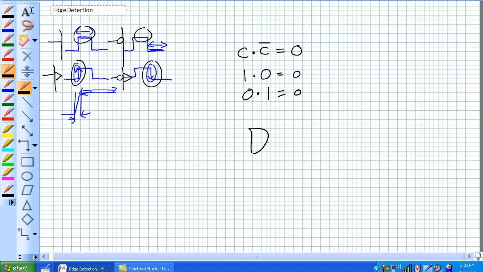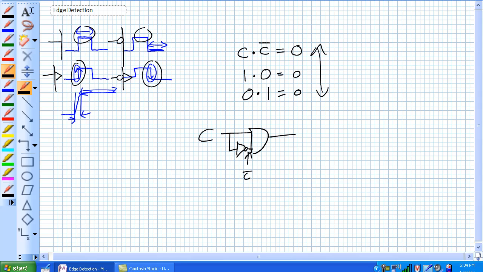And here's C coming in. Here's not C coming in, because right there is not C. So according to our traditional Boolean algebra laws, we should always get a 0 here. And I just told you that's not true, because what if this guy has a delay?